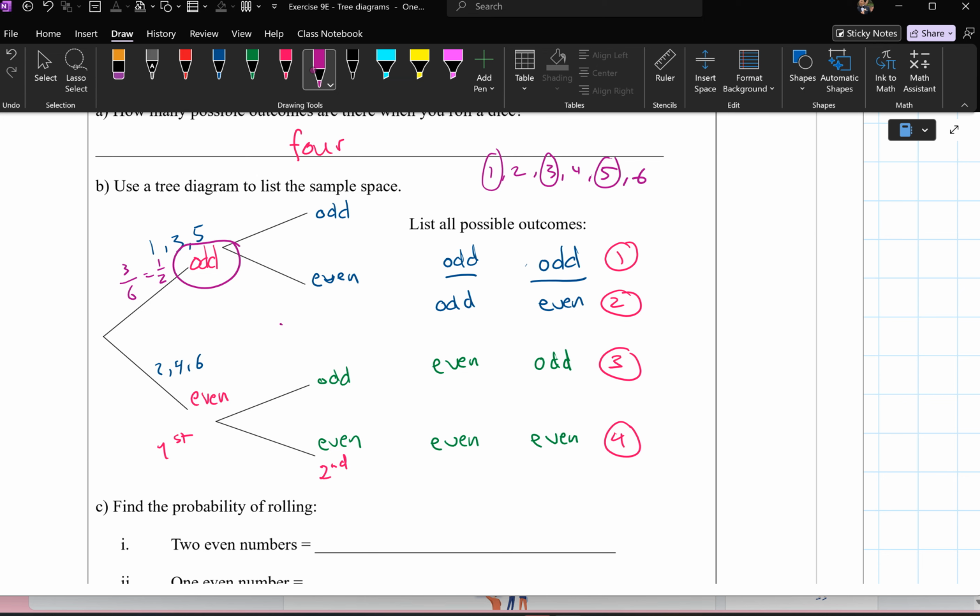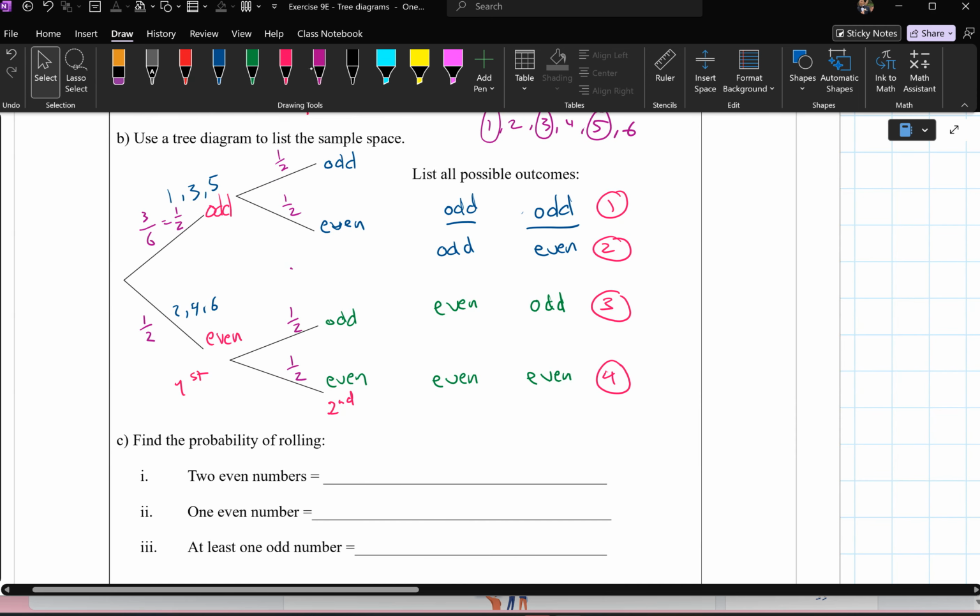So you can see the chance of getting even is 2, 4, 6. There's only 3 numbers out of your 6 numbers. So hence, this would also be half. So that means each time you roll a dice, you got half a chance. Can you see how I'm writing it out? You got half a chance each time to get an odd or an even. Now let's answer the question.